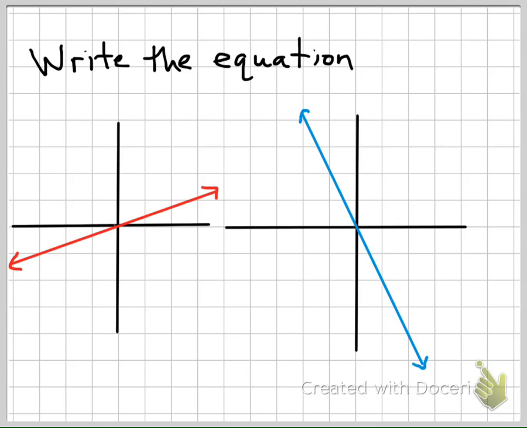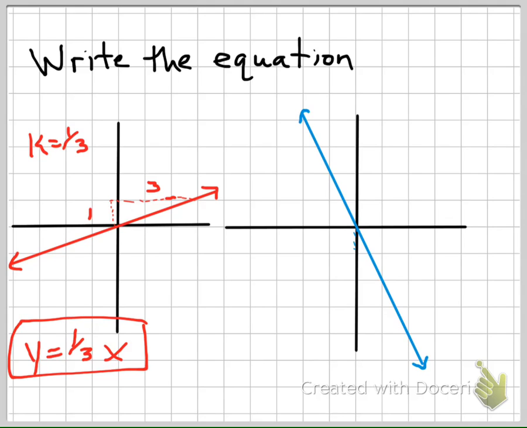Now, in order to find k, when you have the graph, all you have to do is find the rate of change, or find the slope. So I'm going to start with the red one, and I'm going to find my slope. I'm going up, rise 1, and run 3. Well, that means k is 1/3, because rise over run is my slope, 1 over 3. So the equation is y equals 1 over 3x.